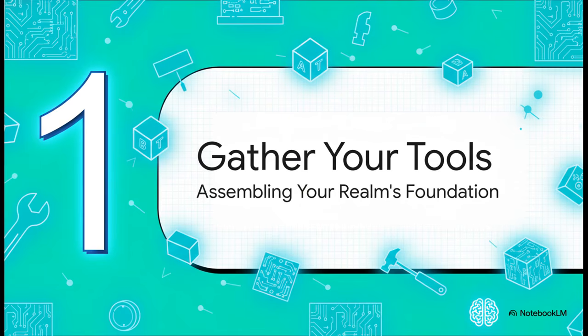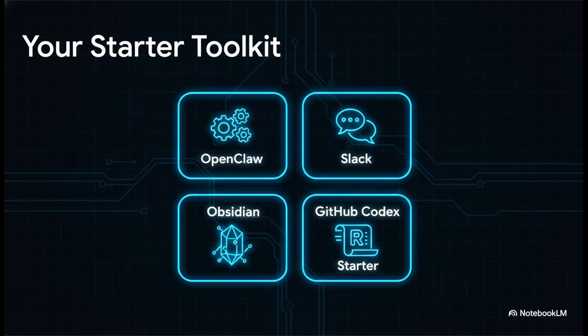All right, first things first, every builder needs a toolkit, right? So this section is all about getting that foundational software in place so we can start constructing our realm. So the specific stack we're using, straight from the source material, is this. We've got OpenClaw as our local engine, Slack is going to be our command center, Obsidian will be the knowledge base, and we'll use the GitHub Codex Starter to get a nice, ready-made structure. Put them all together, and you get a really powerful, self-hosted system.